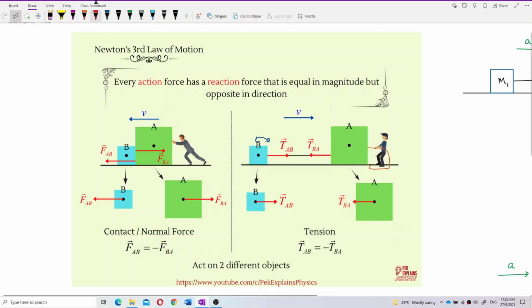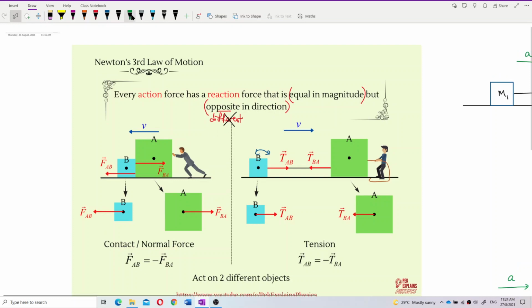Okay, I just want to highlight this. They are equal in magnitude but opposite in direction. The word opposite, you must use the word opposite. Don't use different direction. Many students say equal in magnitude but different direction. Different direction is wrong. Why do we say different direction is wrong? Because if it is a different direction, it is not necessarily opposite. The actual definition for Newton's third law must be opposite in direction.